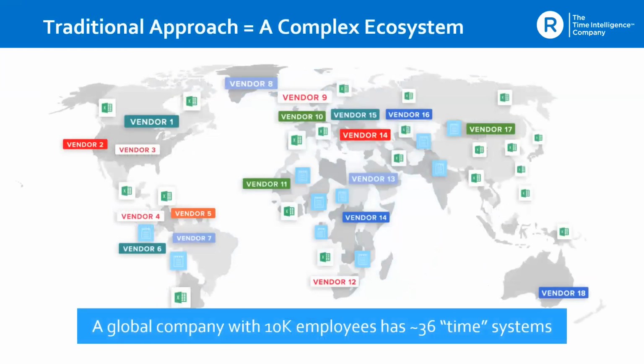Businesses can take an app approach to solve this problem and end up with a complex ecosystem with n number of vendors in addition to outsourcing manual or Excel based processes. No wonder we've come across businesses where 10,000 employee organizations end up with 36 systems in order to meet localization use cases and other complexities.